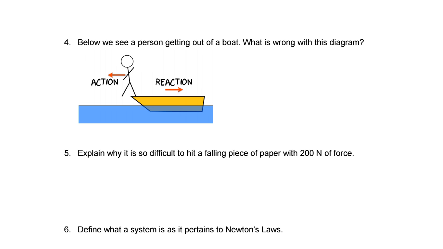On to question 4. Below we see a person getting out of the boat. What is wrong with this diagram? So it says the action is the person getting out of the boat going to the left, and the reaction is that the boat is pushed back to the right. This actually is not a true action-reaction force pair. And it really looks like one.